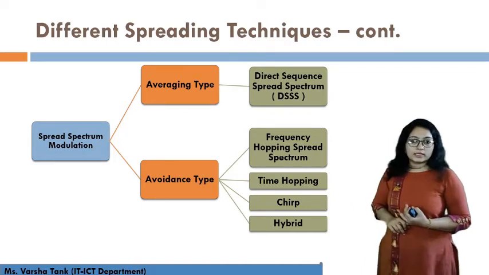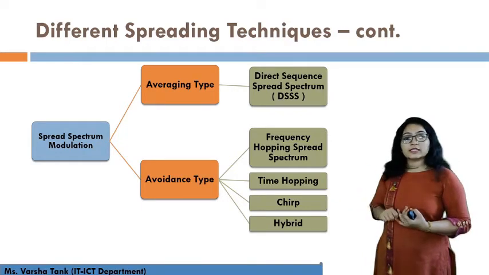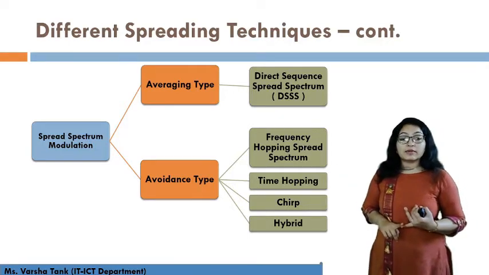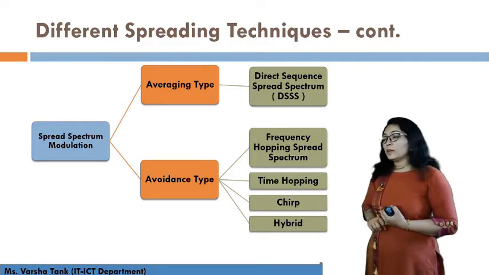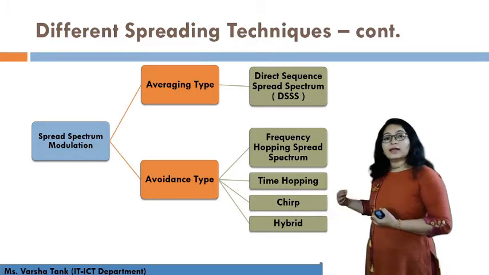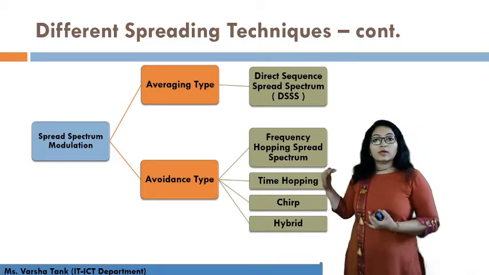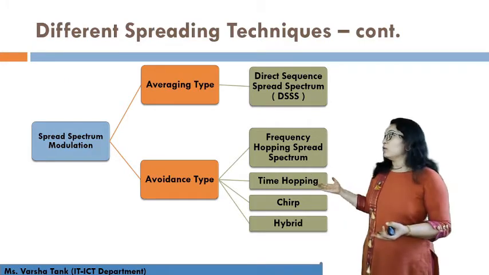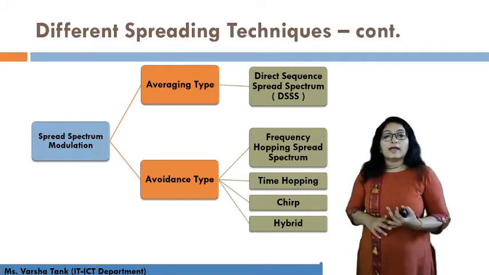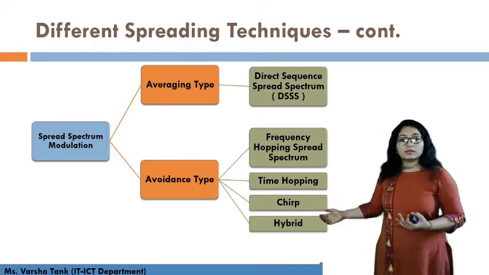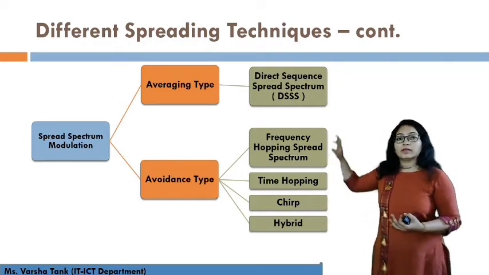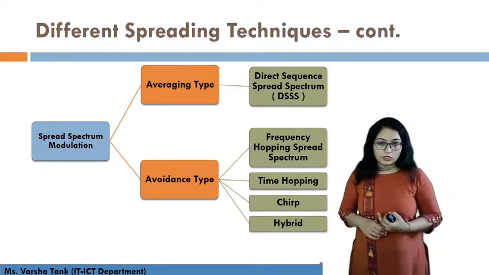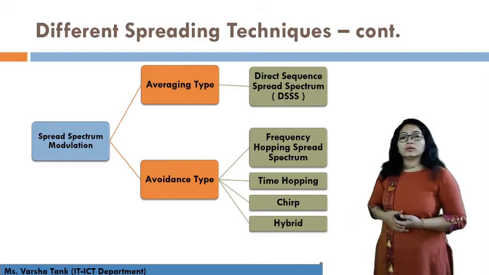Now next is the avoidance type. These four technologies are known as the avoidance type. First is frequency hopping spread spectrum, that is FHSS. Then time hopping, then chirp technology, and then hybrid technology. In frequency hopping, we define different frequencies. In time hopping, we define different times, and in chirp we use different chirping sequences. Hybrid will be a combination of the advantages of one or two technologies. Let's see about this in brief.